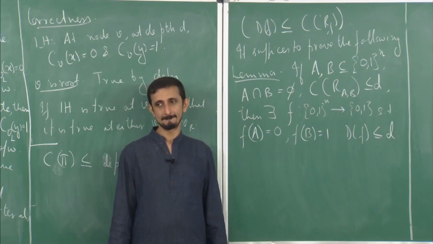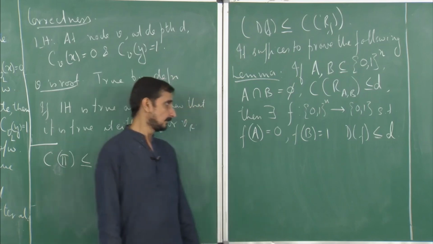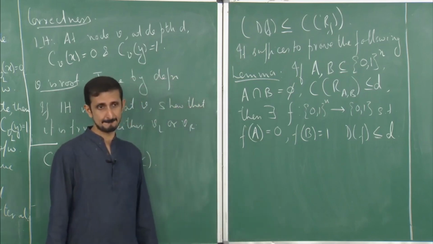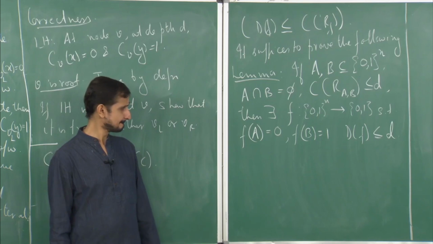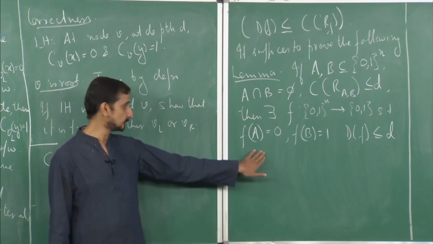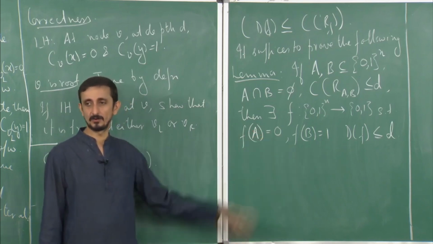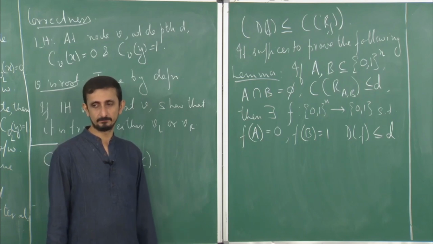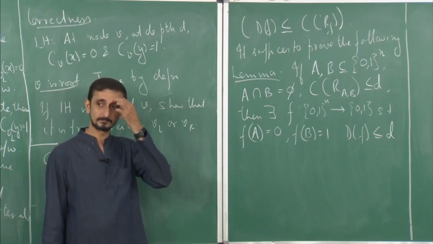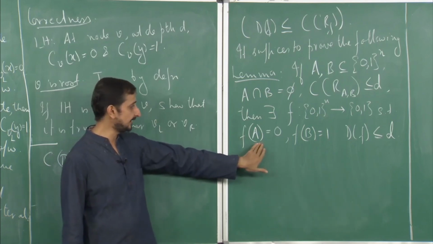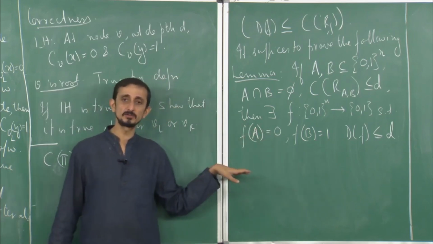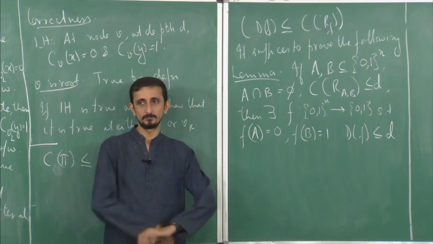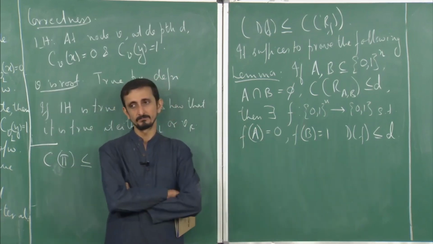What is the nature of this function which is acting on these sets? This means that f of x is 0 for all x in A. So f of a set equal to 0 means that for all inputs of that set it is mapped to 0, and the same thing here.